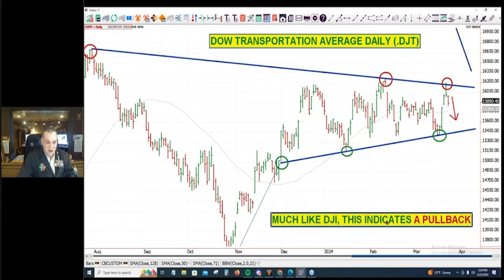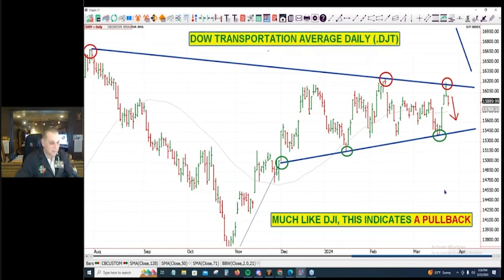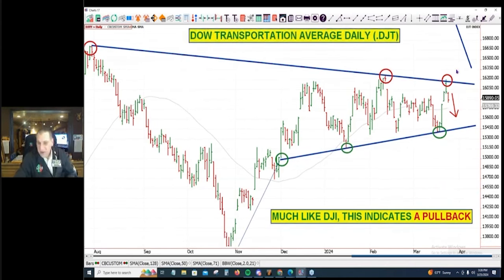Much like the DJI, this indicates a pullback for this week. Now, I don't know that it'll go down 4 days in a row this week. Towards the end of the week, it'll turn around and head back up, but you've got a couple of down days coming based on what we're seeing here. Now, OMNI is a day trader, and the OMNI signal can flip from day to day. Monday is a buyer, Tuesday is a seller, Wednesday could be a buyer again. So we'll see what the OMNI says at the end of the day. But the transportation average right now is pointing towards the downside, much like the Dow Jones Industrial Average.